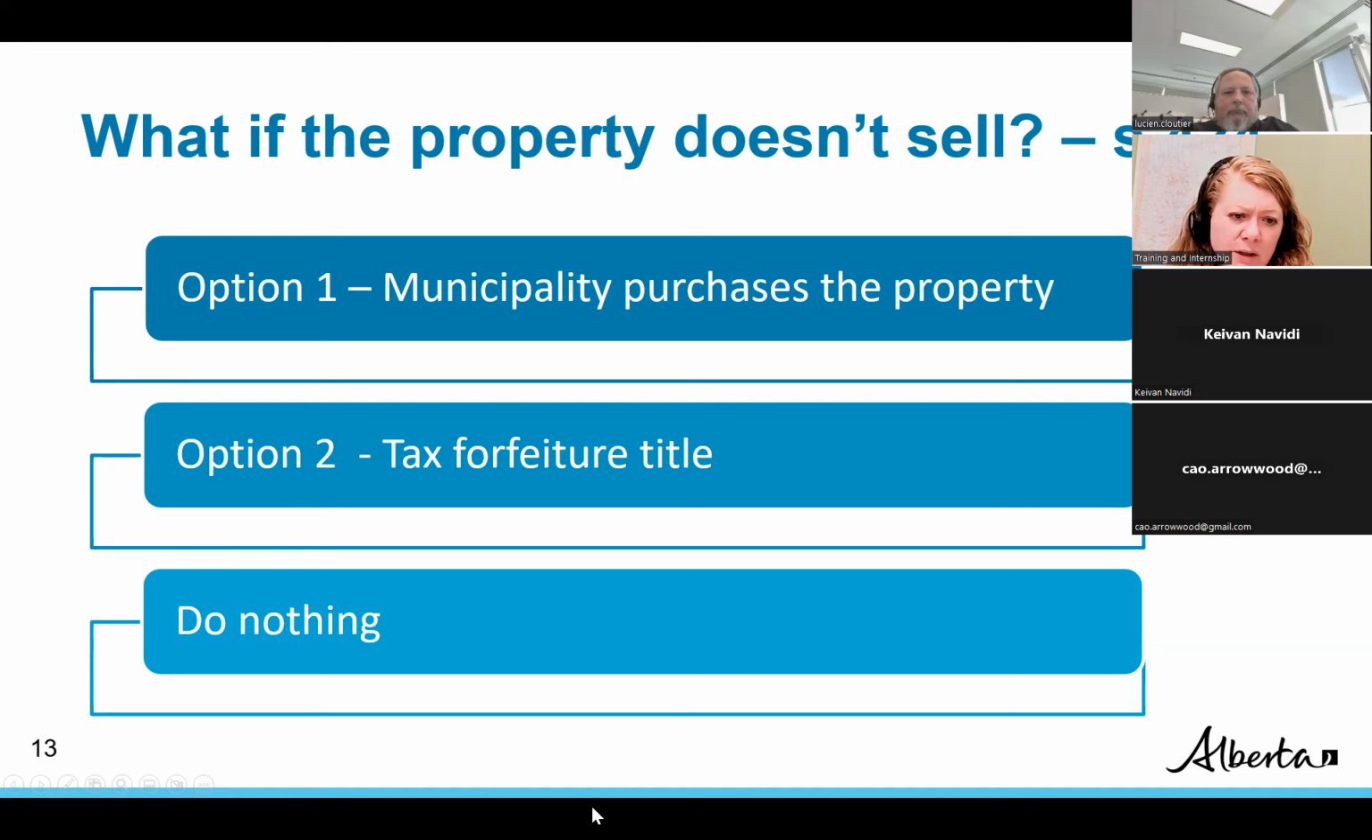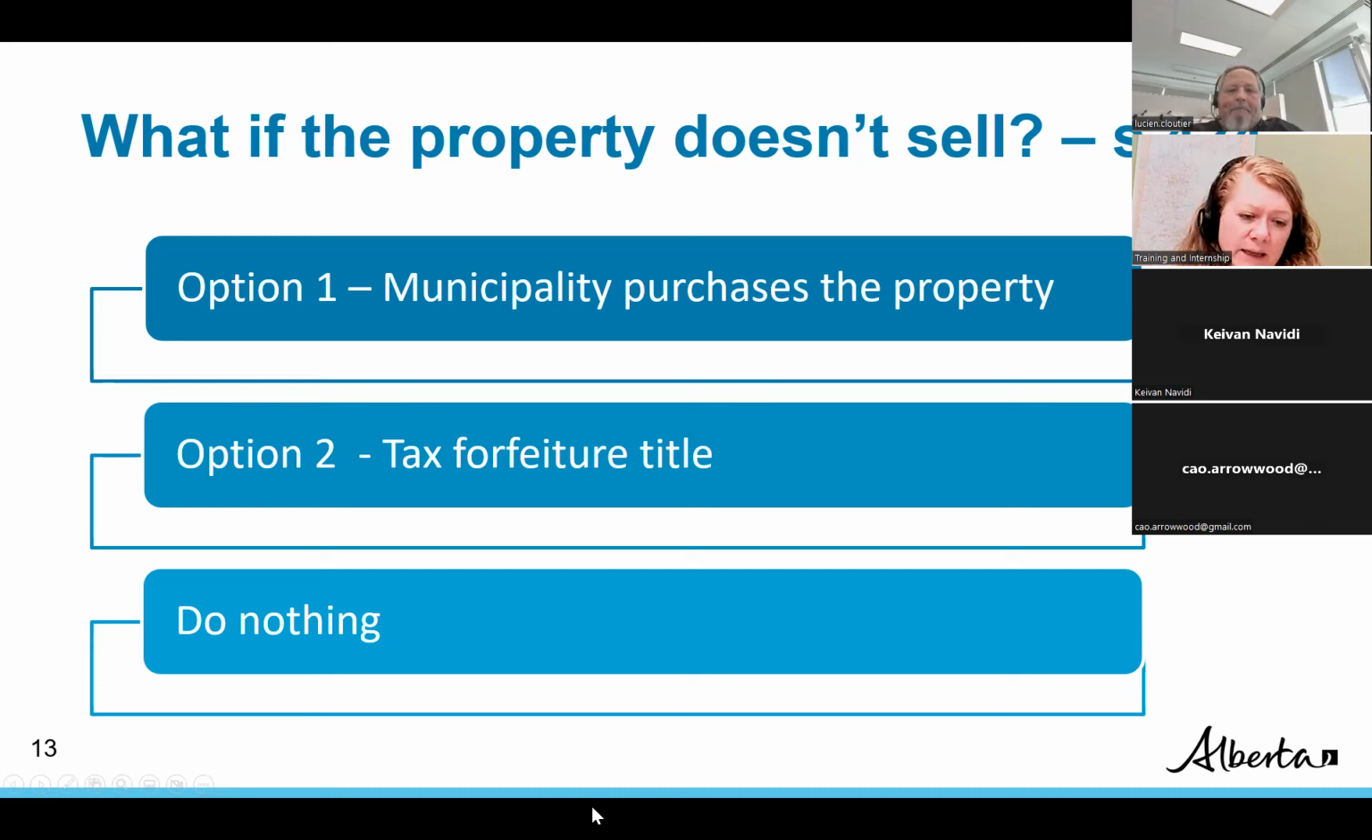And the third option is to do nothing. So this option does not start that clock ticking for the 15 years as it does in option 2. The property will sit on the books as a liability, still accessible and still accumulating taxes. And why would a municipality want to do nothing? Perhaps there's environmental contamination, for example, or there could be a number of other reasons why that would be the preferred action.